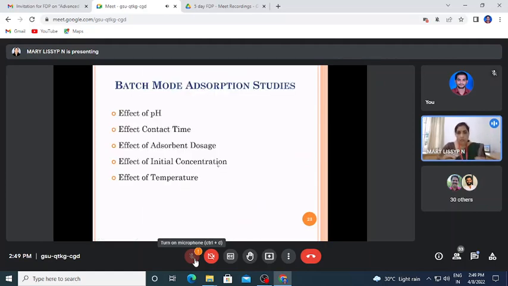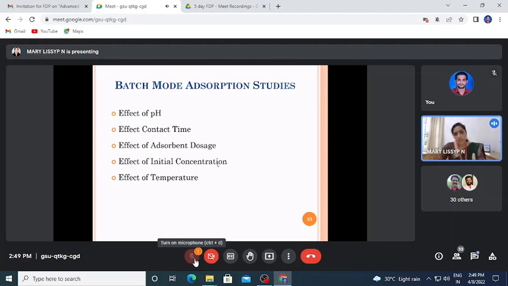Now, a little about the adsorption process. This batch mode adsorption study is the important experimental study which we do in the adsorption process. These are the main parameters we have to think about. You know that pH is an important factor because it affects the degree of ionization and the surface charge of the adsorbent. And you know what will happen when the pH decreases.